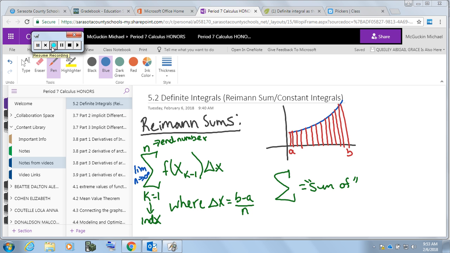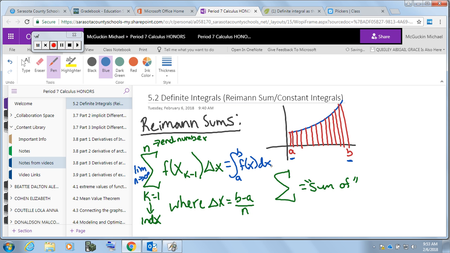So this is going to lead us into what we know as the definite integral. And we write this as the integral from a to b, our starting point to our ending point for the interval that we are looking into, of, in this case, f of x times dx.